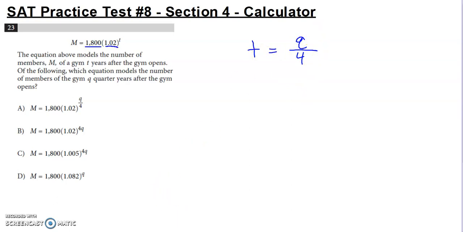And if you look at your options, you see some options that involve 4Q as the exponent. You see one where the exponent hasn't even been changed. You see some that have changed the growth rate as well. But all we need to do is transition the variable T to the variable Q. Nothing else about the equation has to change.